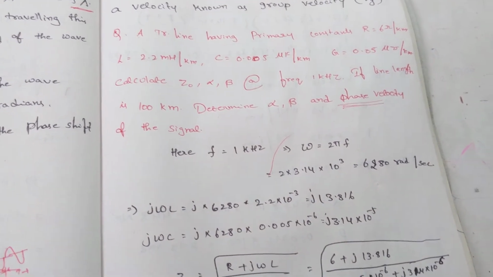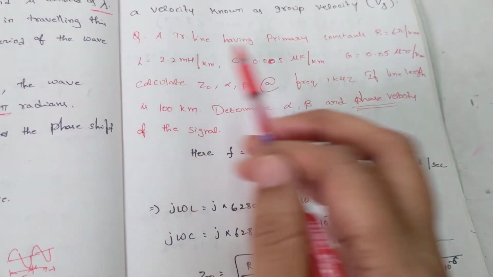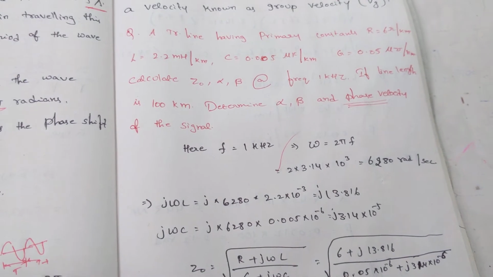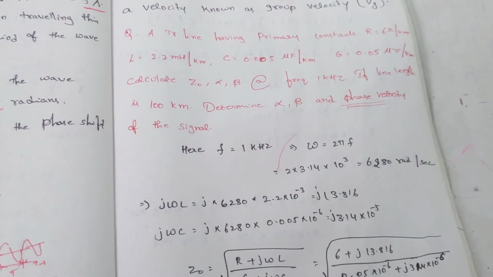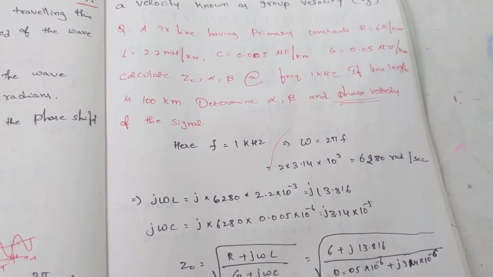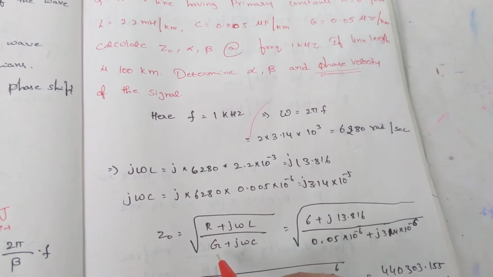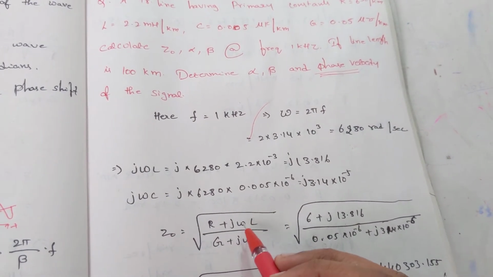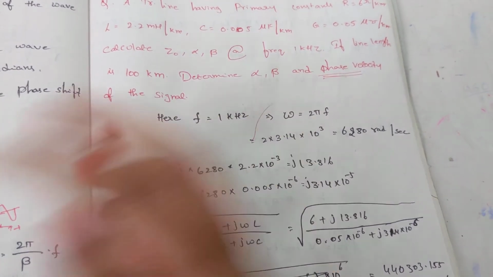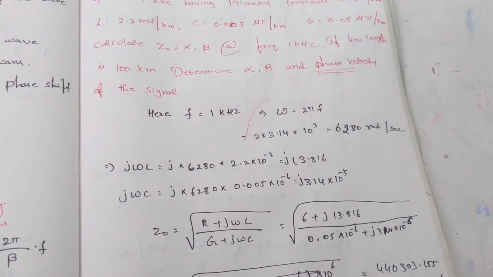So here, what they provided: R, L, C, G values and the frequency f as 1 kilohertz. We know Z0 is nothing but square root of R plus j omega L divided by G plus j omega C. We know R, L, G, C values. The whole leftover term is omega. What is omega? Omega is nothing but 2 pi f. So simply substitute those values and find your omega. Omega is given in radians per second.